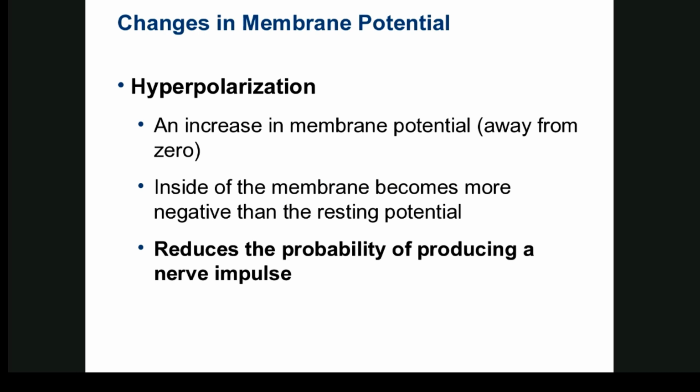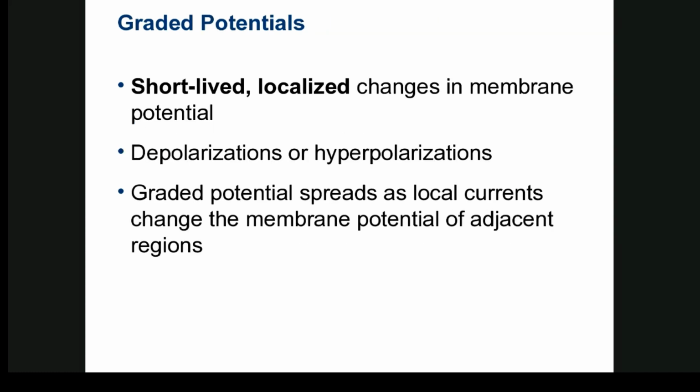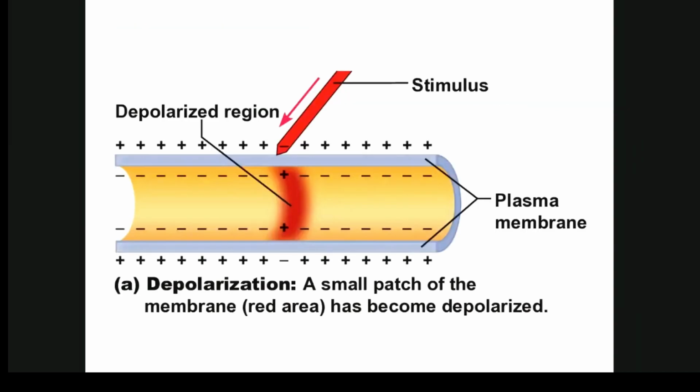Hyperpolarization is when a cell's membrane potential is moved away from zero, so it's even greater, so it decreases the chances of you having a nerve impulse. Graded potentials are short-lived, localized changes in potential. And you see here a graded potential. You had a little bit of a stimulus, a neurotransmitter. It moved one little piece of potassium in. It caused a small electrical wave there.